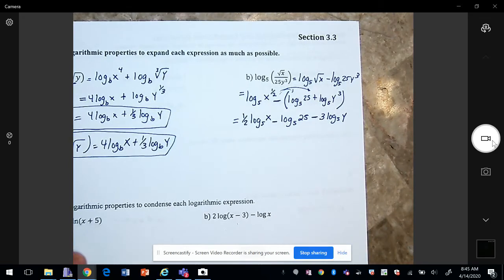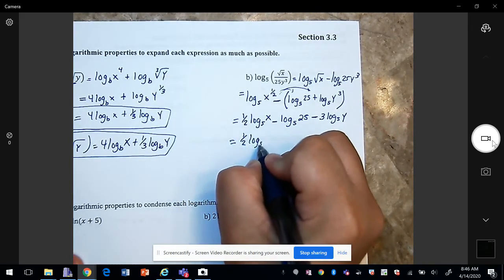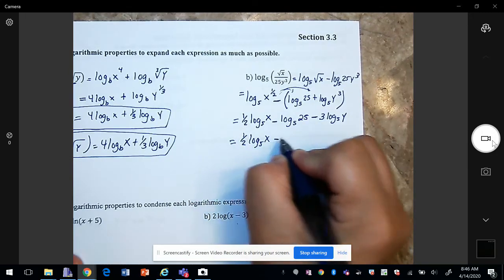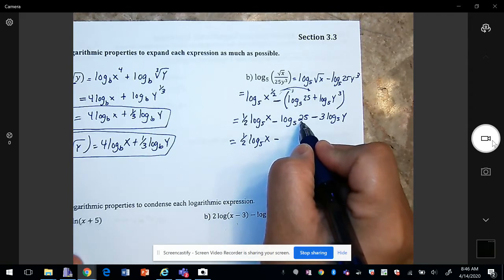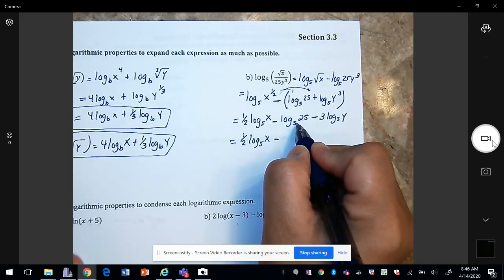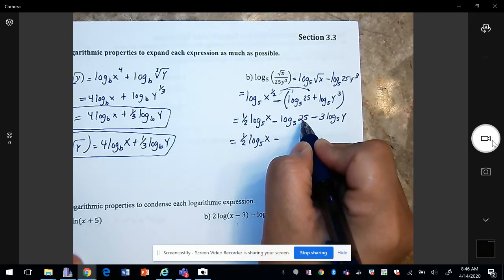And we want to check if we can simplify anything in here. So notice that we have log base 5 of 25. So if we look at this right here, the power for 5 would have to be 2, so 5 times 5 will give us a 25.